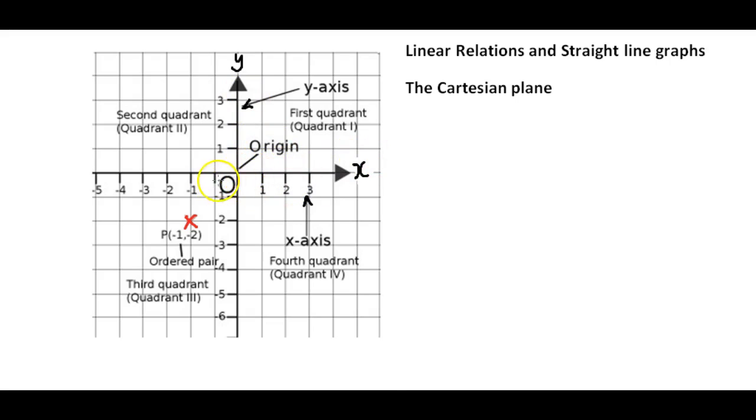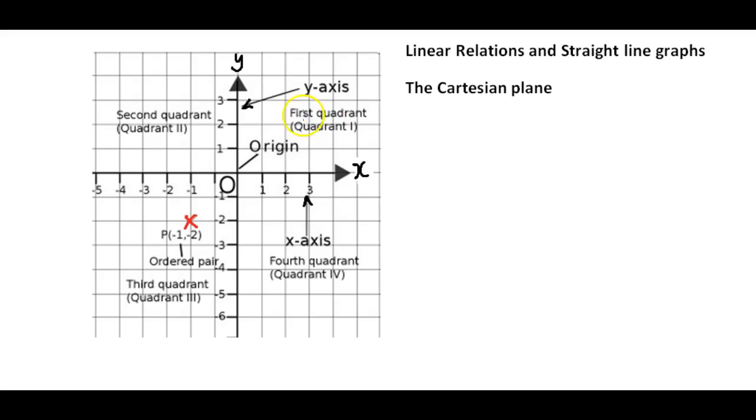These two number lines are given names. The horizontal axis is called the x-axis, and the vertical axis is called the y-axis. You'll notice this infinite flat plane is broken into four quadrants.